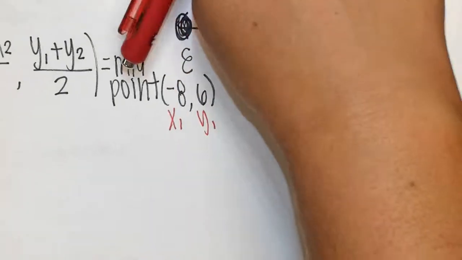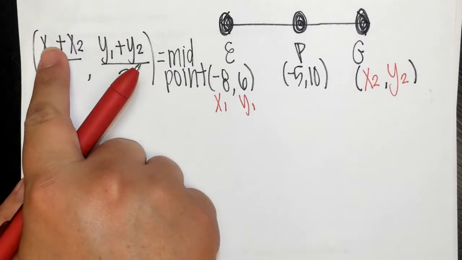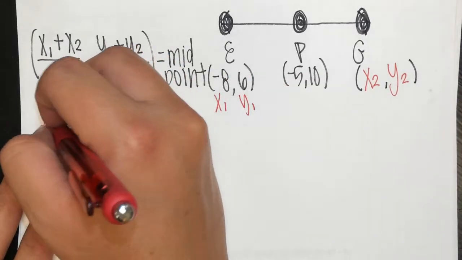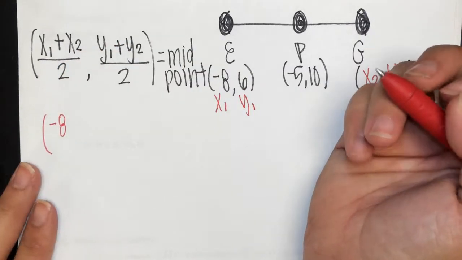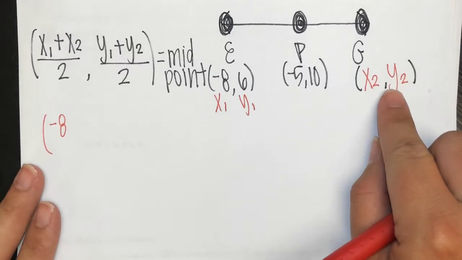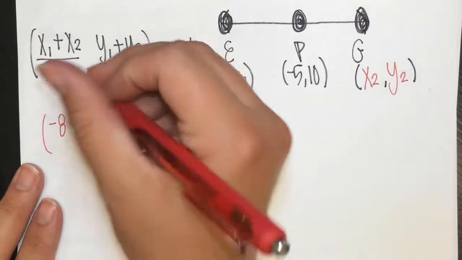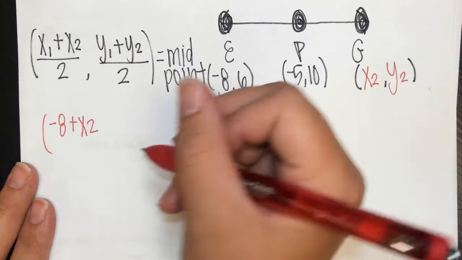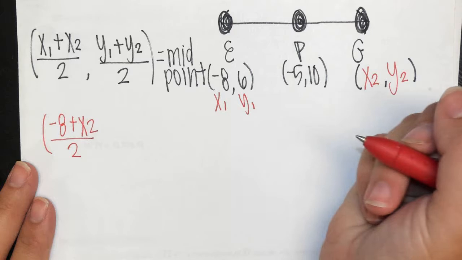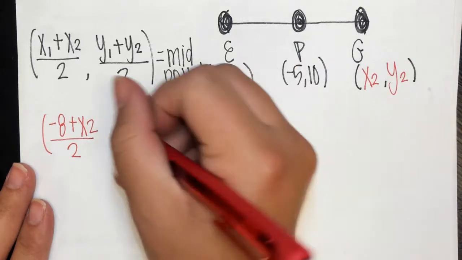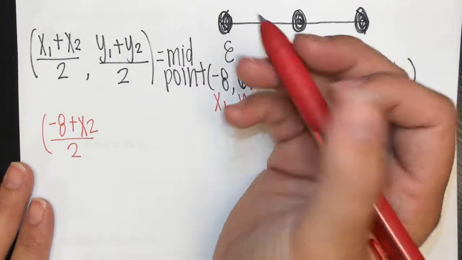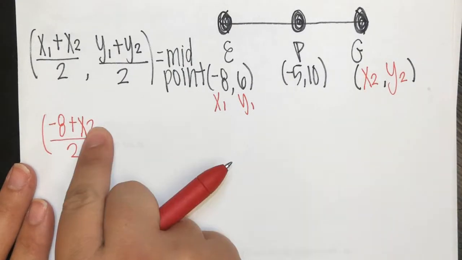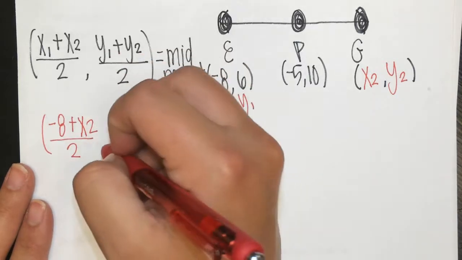So now, let's plug them all into the formula. So do we know x1? Yes, so let's plug it in. So you know negative 8. Do I know x sub 2? No. So just leave x sub 2 like it is. Okay, then divide by 2. Alright, everybody with me so far? We knew negative 8 was x sub 1. I don't know this one. That's why I left x sub 2 alone. Okay, let's do the next side.